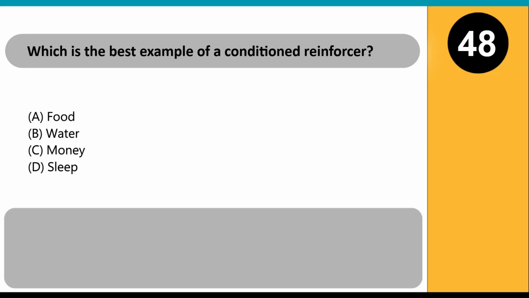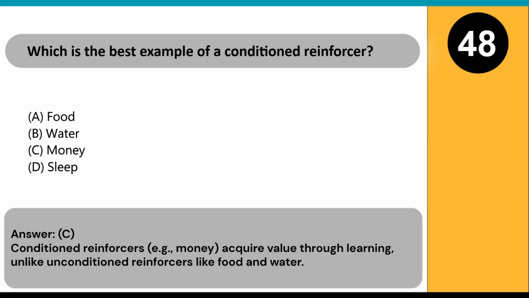Which is the best example of a conditioned reinforcer? A. Food. B. Water. C. Money. D. Sleep. Answer: C. Conditioned reinforcers, e.g., money, acquire value through learning, unlike unconditioned reinforcers like food and water.